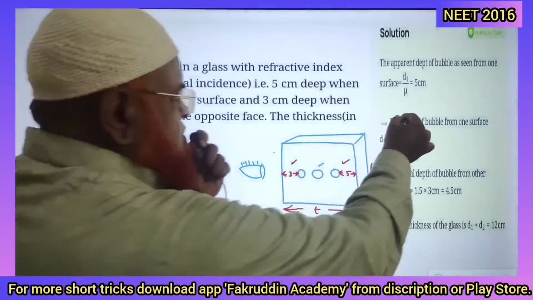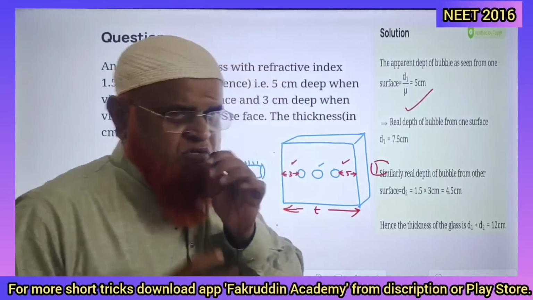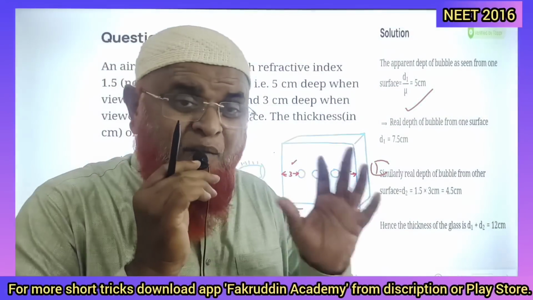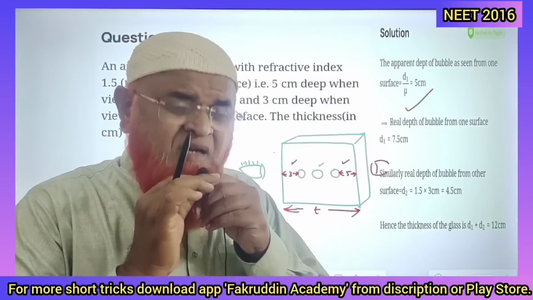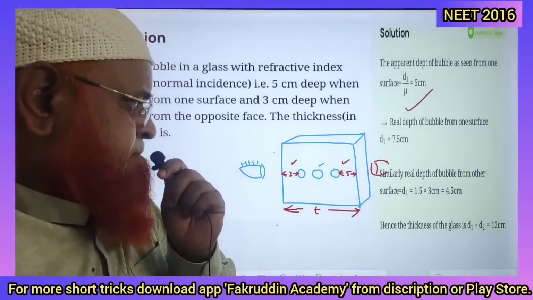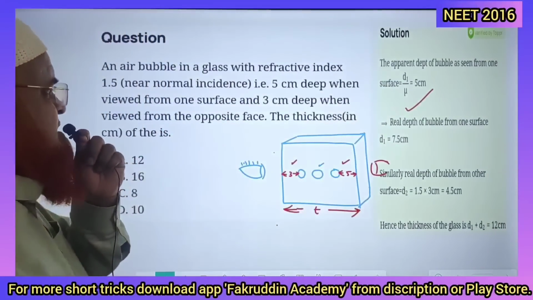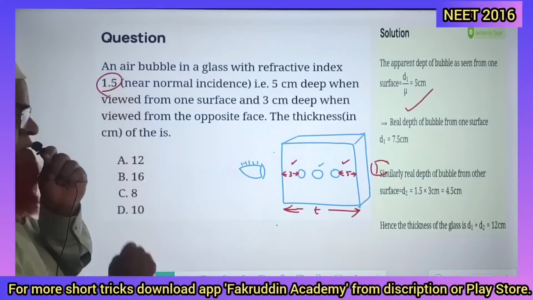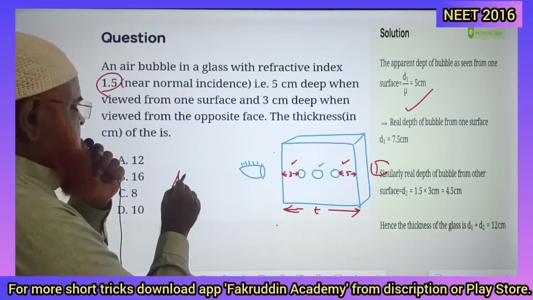You can just see the question solution given in the books. It requires 3-4 steps to solve the problem, but I am going to tell you a shortcut method so that you can solve this problem in a single step. So what is that single step method? Let us discuss that. The refractive index is given as 1.5.